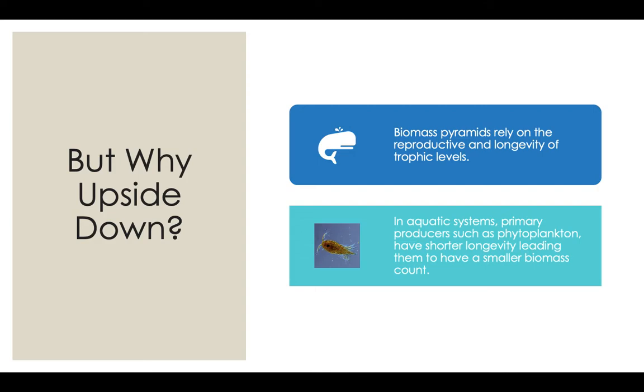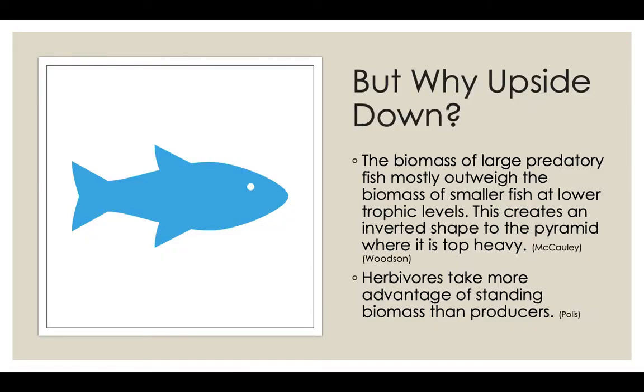In aquatic systems, primary producers such as phytoplankton have shorter longevity, leading them to have a smaller biomass count. Although they are consumed quickly, they rapidly replace their biomass, which means they can support the species that feed on them. The biomass of large predatory fish mostly outweighs the biomass of smaller fish at lower trophic levels. This creates an inverted shape to the pyramid where it is top-heavy.